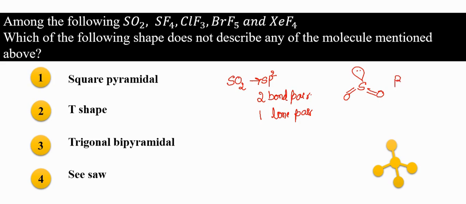So it is a bent shape. Whether it is given in the options or not, there is no option for it. Okay, let it be. Next we'll see SF4.